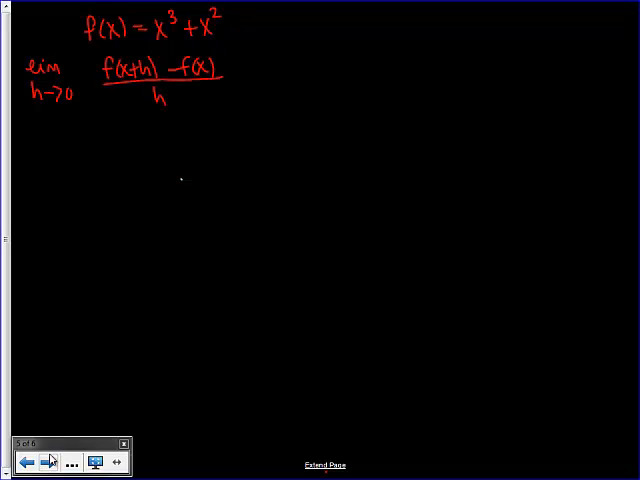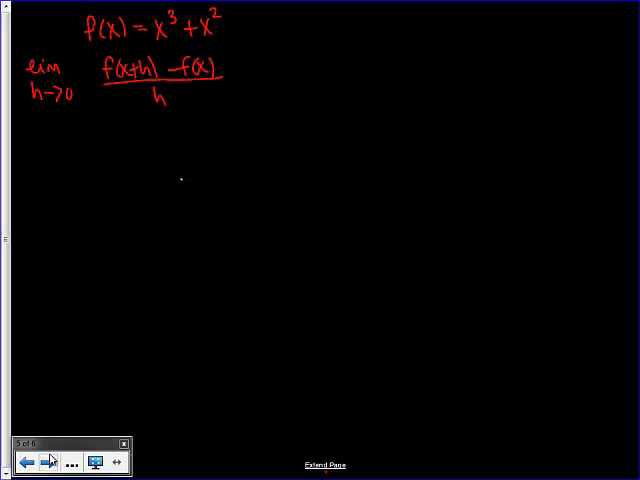One more. Alright. In this case, we're going to do the limit as h approaches 0, I have f of x equals x cubed plus x squared. Okay, so the limit as h approaches 0 of f of x plus h minus f of x, all divided by h.